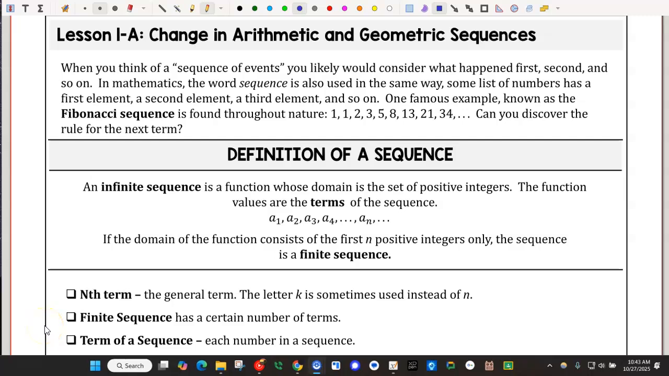So we're going to start off with sequences, both arithmetic and geometric, which we'll do half today. We'll do geometric tomorrow. But you've seen this before. Might be a little review. If not, don't worry. It's going to be very similar to stuff we've already done before.